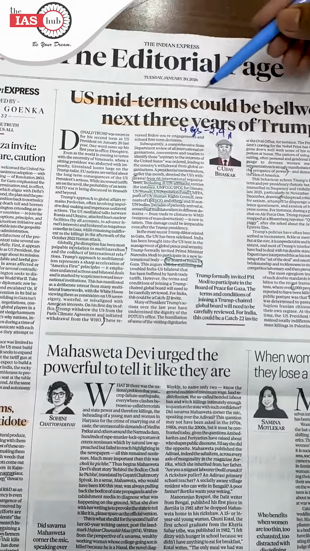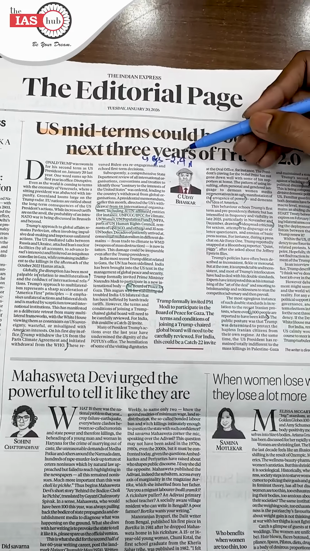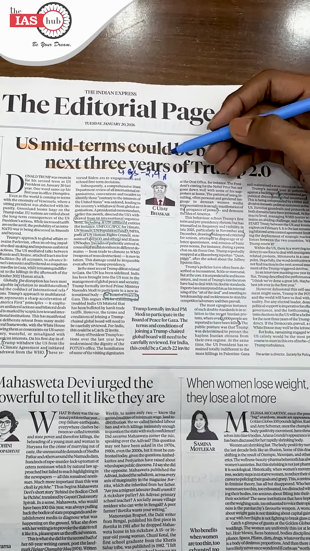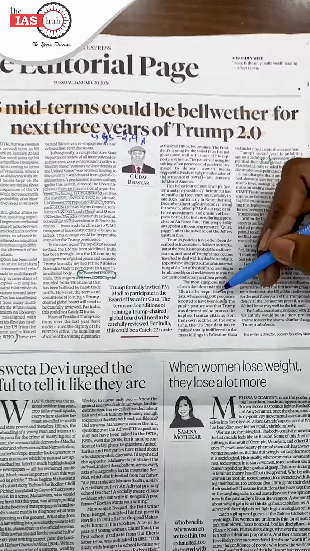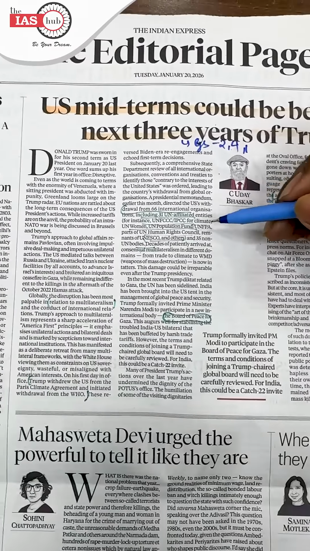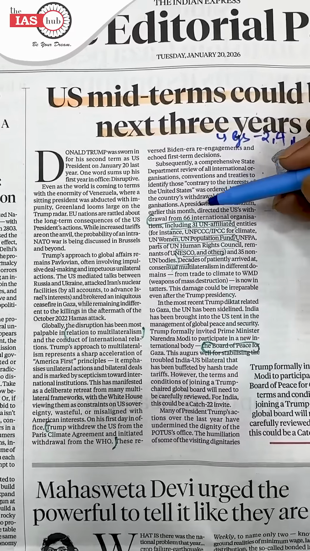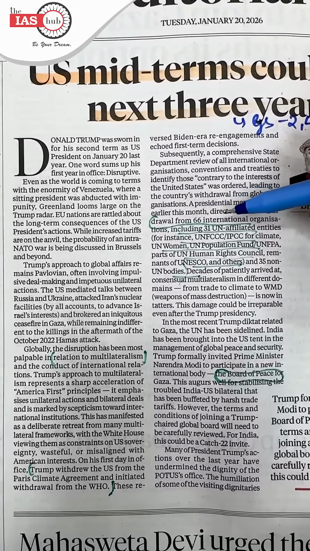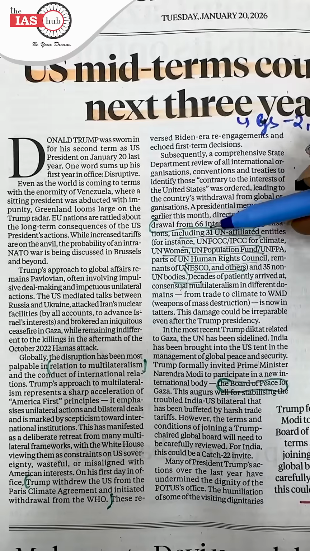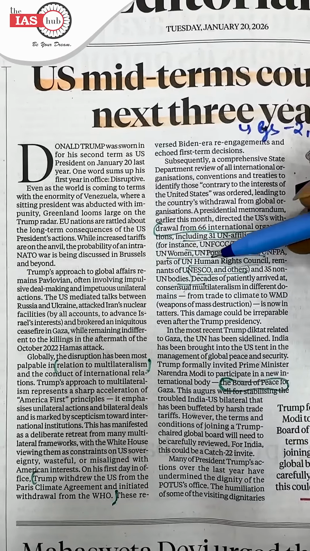Moving forward, US midterms could be bellwether for next 3 years of Trump 2.0. This article is important for GS1, 2, even in 4. You can use this example in GS4 as recent Iran protest led to killing of 5,000 people. And in GS2 and GS1, if the question comes on globalization or even deglobalization, which has already been asked in PYQ, you can use this example that recent US withdrawal from 66 international organizations, including 31 UN affiliated like UNFCCC, IPCC, UN Human Rights, UNESCO, etc.